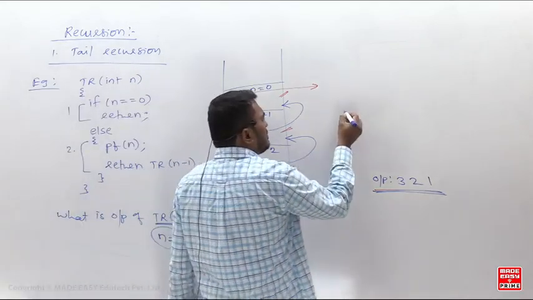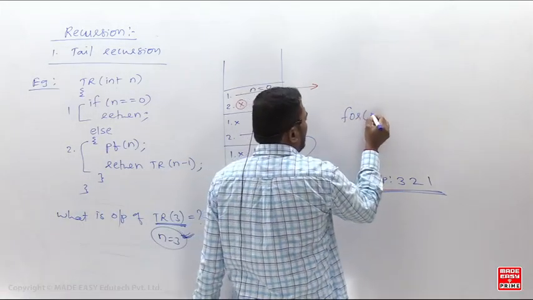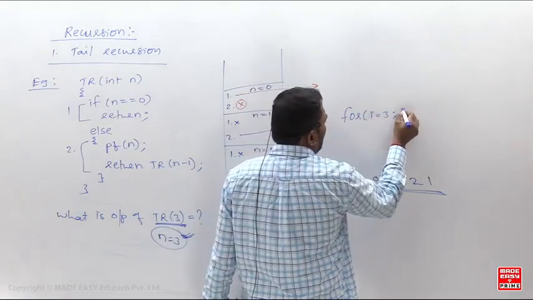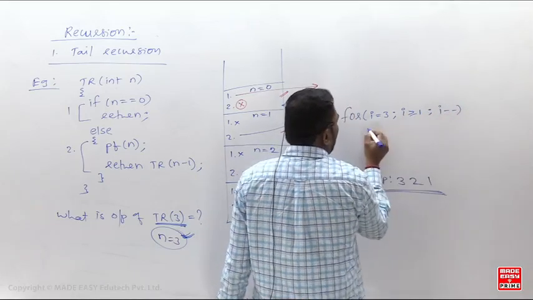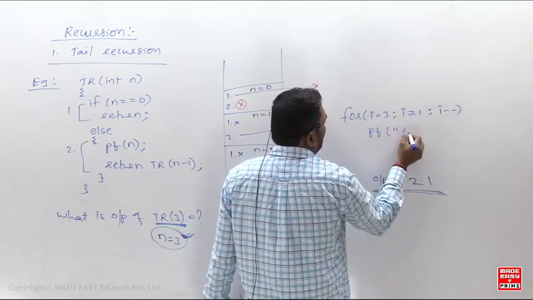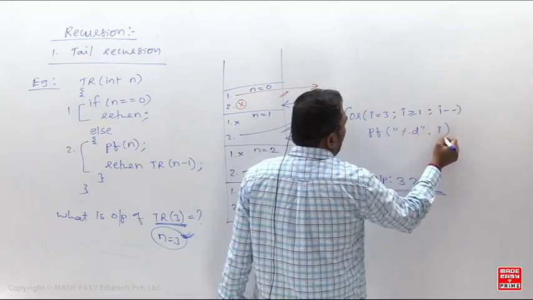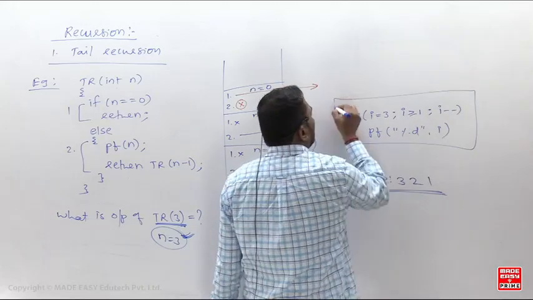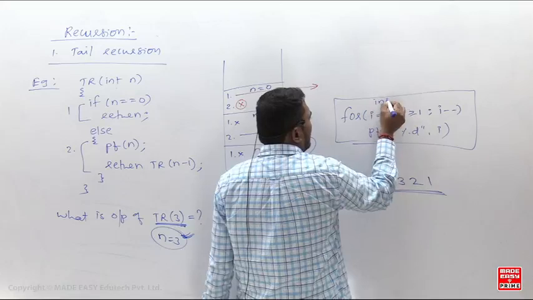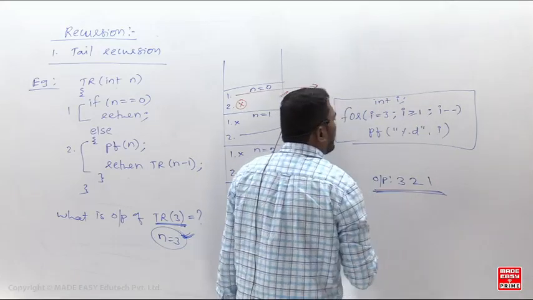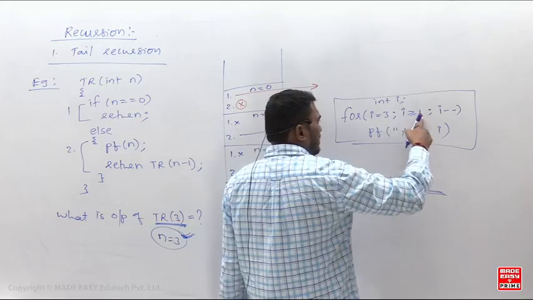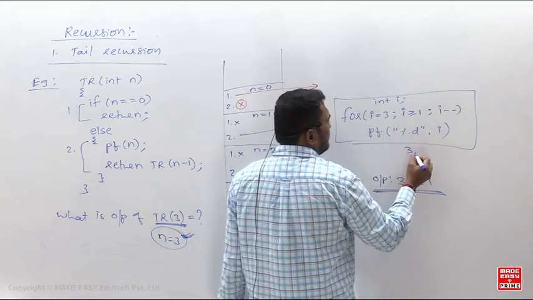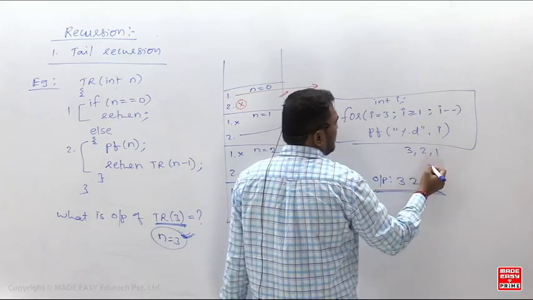Like you can write, for example, for i equal to 3, i greater than or equal to 1, i minus minus, simply printf percent d, i. Now tell me what is the output you get here. You declare integer i. First i equal to 3, i greater than or equal to 1, yes. So printf i: 3 will be printed, next 2, next 1.